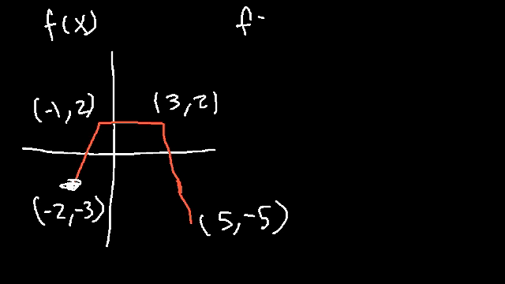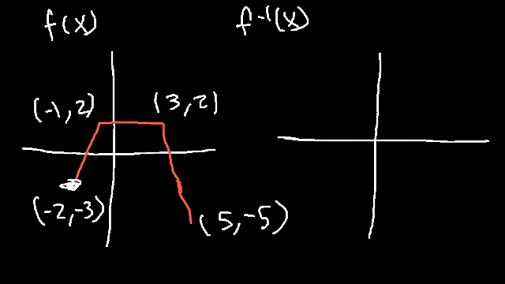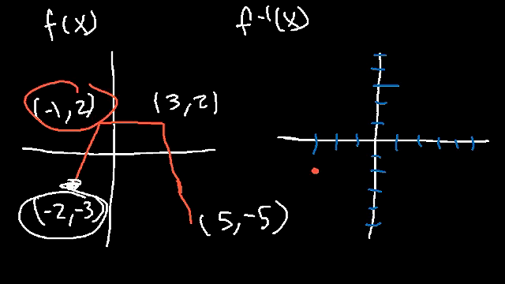To graph the inverse function, all you need to do is switch the x and the y values. So this point, -2, -3, will now be -3, -2. Let's put marks on the graph. -3, -2 is over here. Now this one is going to be, instead of being -1, 2, it's now 2, -1. So 2, -1 is over here. Let's connect those 2 points with a line.